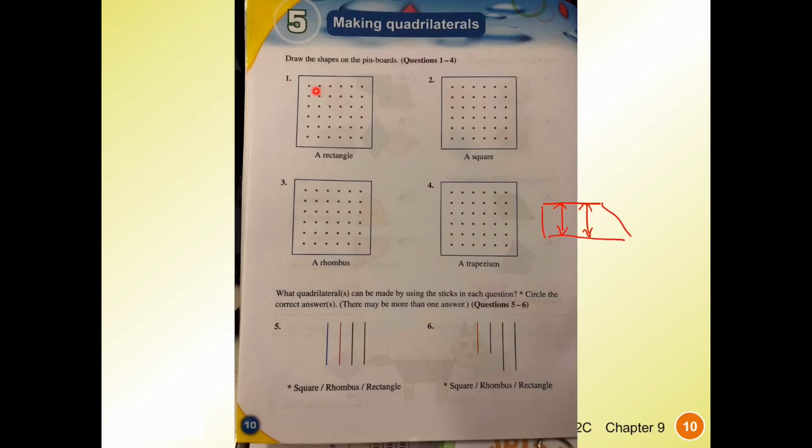So the homework for today will be PME exercise 5, page 10 to 11. For question 1 to 4, I strongly suggest you refer back to chapter 5 and 6 and look at the properties of the 4 different quadrilaterals, and then you can draw them on the pinboard.